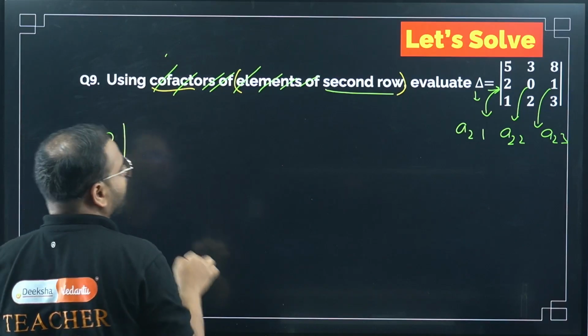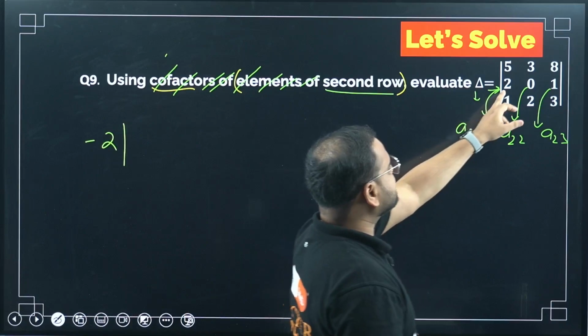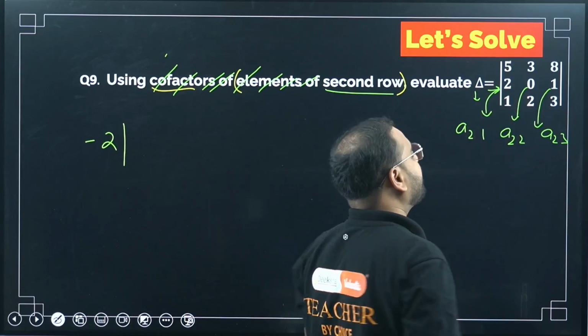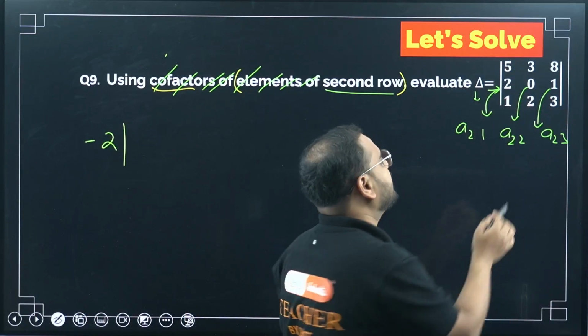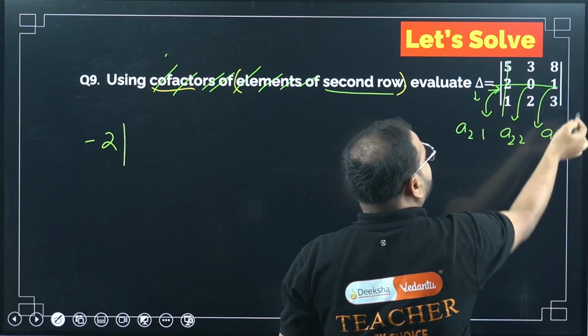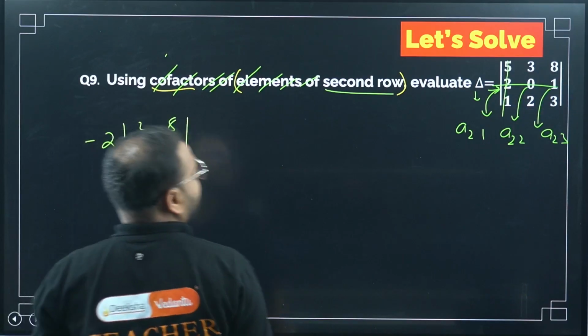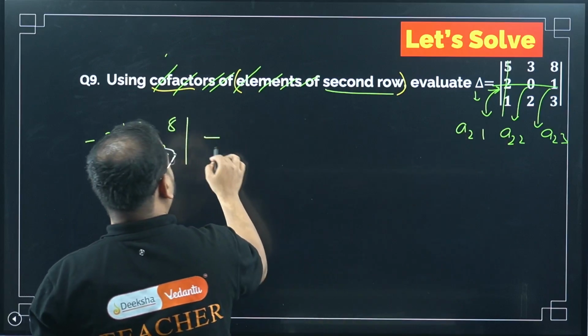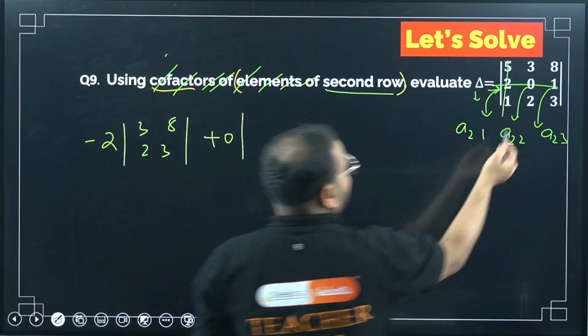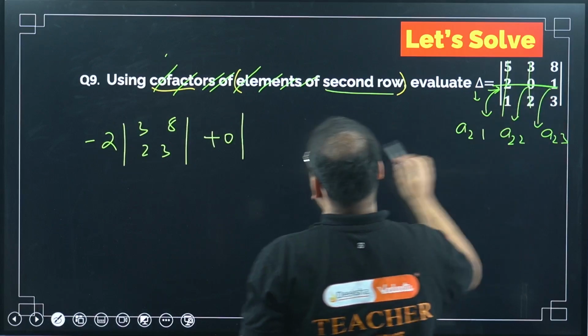Okay. And then what are you going to do? The remaining matrix across this 2, when you cancel the row and column containing this element. So I cancel this and this, what do I get? 3, 8, 2, 3. Same way, I'll do for 0. So plus 0 times what? The matrix after cancelling this and this: 5, 8, 1, 3.